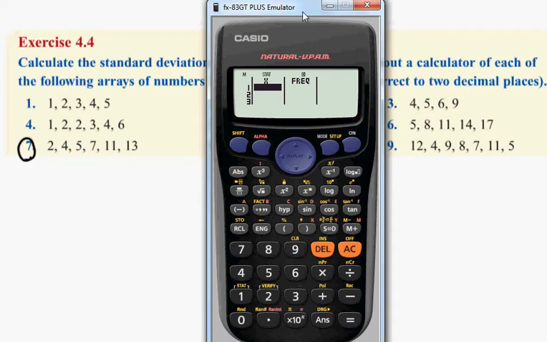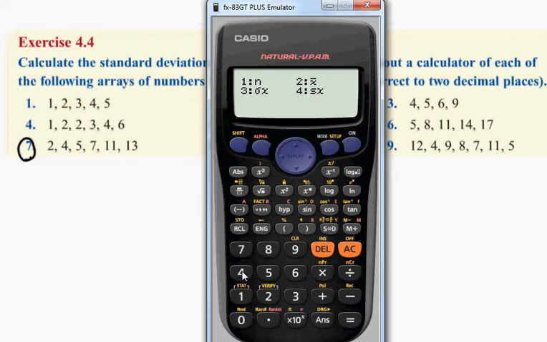1. Okay, entering the numbers on the left: 2 equals 4 equals 5 equals 7 equals 11 equals 13 equals. Okay, stop there. Now, guys, what we're going to do next is go to shift, stats.